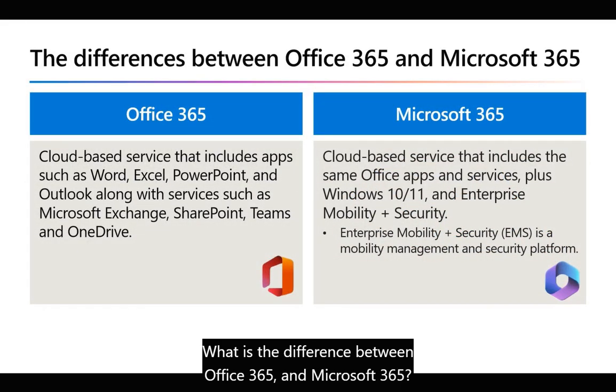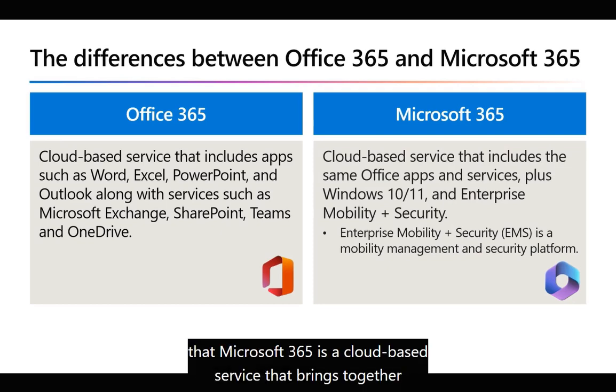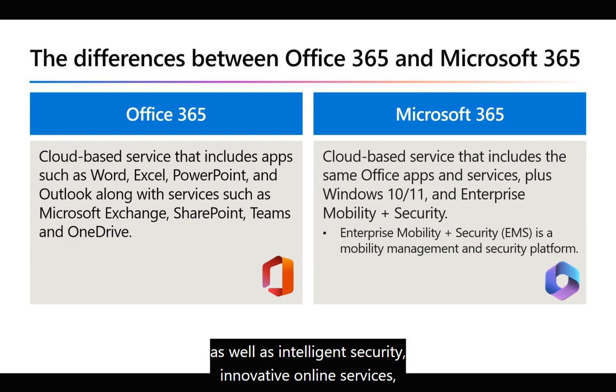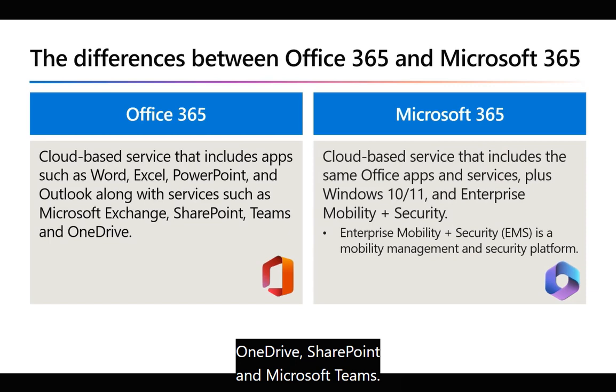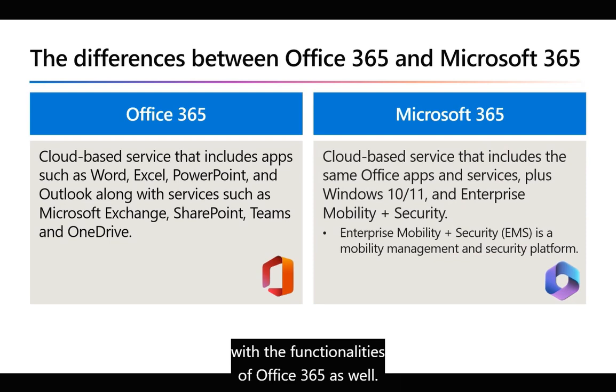What is the difference between Office 365 and Microsoft 365? One of the primary differences is that Microsoft 365 is a cloud-based service that brings together productivity apps and advanced device management, as well as intelligent security, innovative online services, and just an overall centralized experience for your users. Office 365, however, includes apps such as Outlook, Word, Excel, PowerPoint, along with services like Exchange, OneDrive, SharePoint, and Microsoft Teams. So Microsoft 365 is kind of combining that enterprise mobility EMS suite with the functionalities of Office 365 as well.